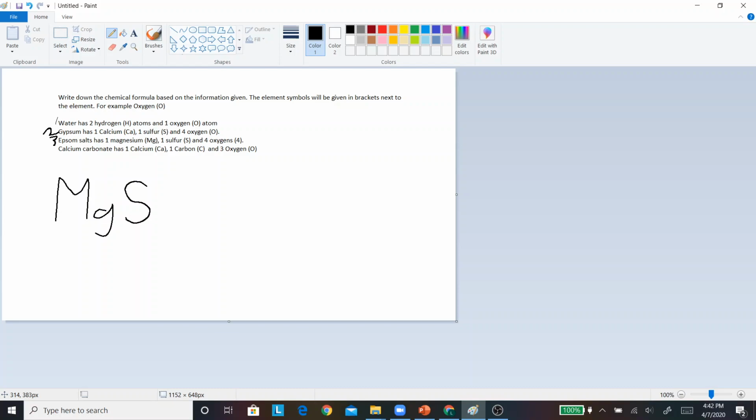And then finally, we go for the oxygen. Now the oxygen, that 4 there, that's not what's supposed to be there. Let me just, if I could erase that out. That's supposed to be an O for oxygen. And so now we put an O next to the sulfur. And then there's 4 oxygens there, so you put a small 4 next to it. And so now you have Epsom salts, which is 1 magnesium, 1 sulfur, and 4 oxygen. And that's what it's supposed to look like. This is your answer for number 3.